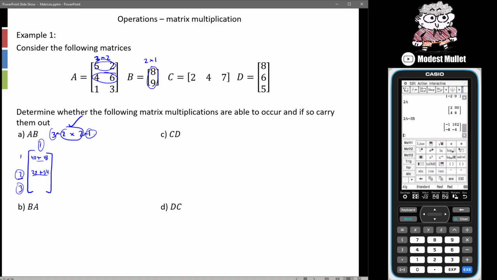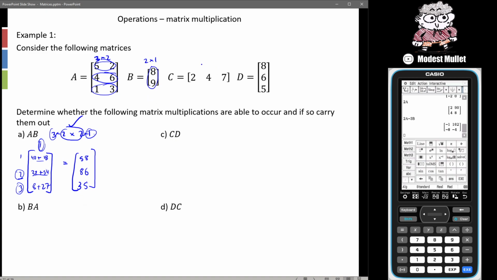And then finally, third row by first column. So 1 by 8 is 8, plus 3 by 9 is 27. So that's going to equal 40 plus 18 is 58, 32 plus 54 is 86, and 8 plus 27 is 35. Yes, 35. So that's the first one.